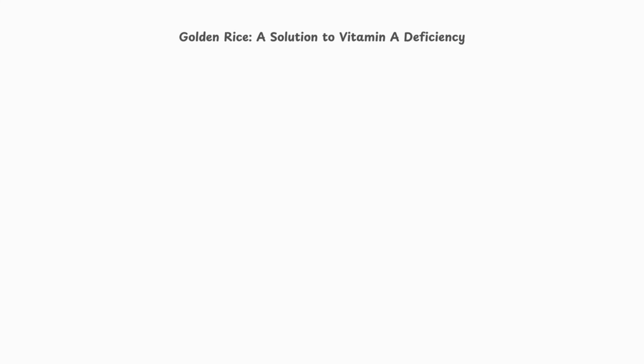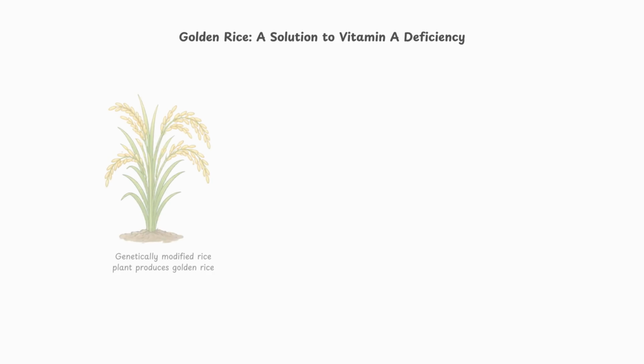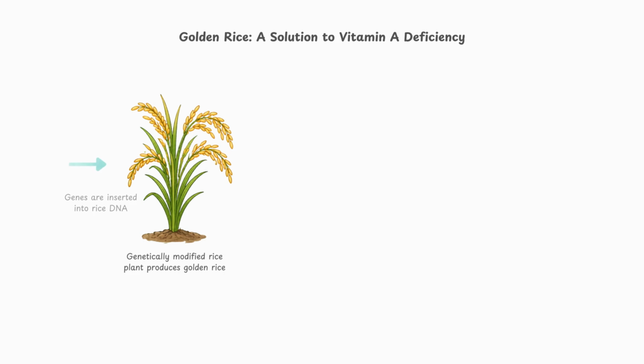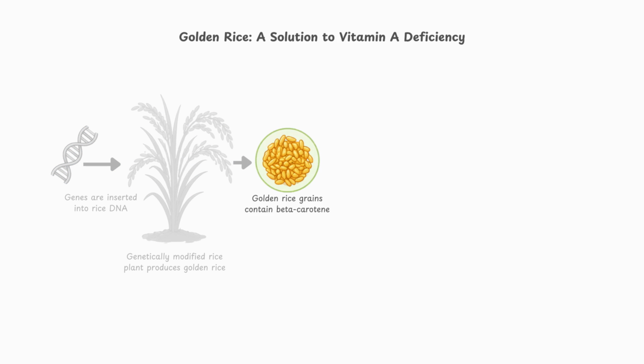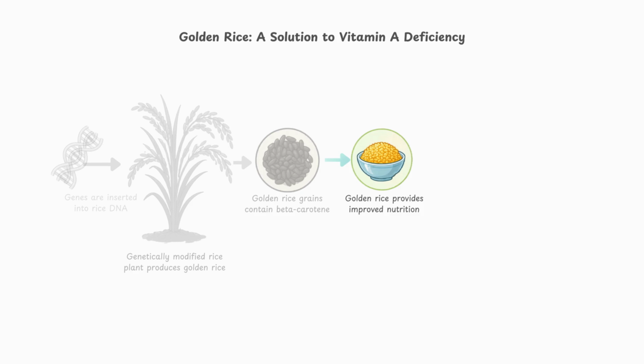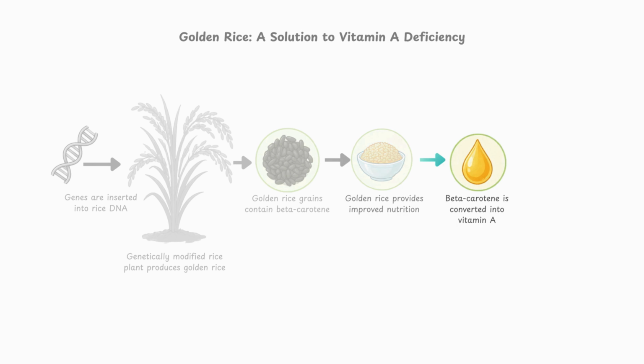Another important application of genetic engineering in agriculture is golden rice. Scientists genetically modify the rice by inserting genes into the rice DNA. As the rice grows, it produces beta-carotene, which gives the rice its golden color. Beta-carotene is important because the human body can convert it into vitamin A.